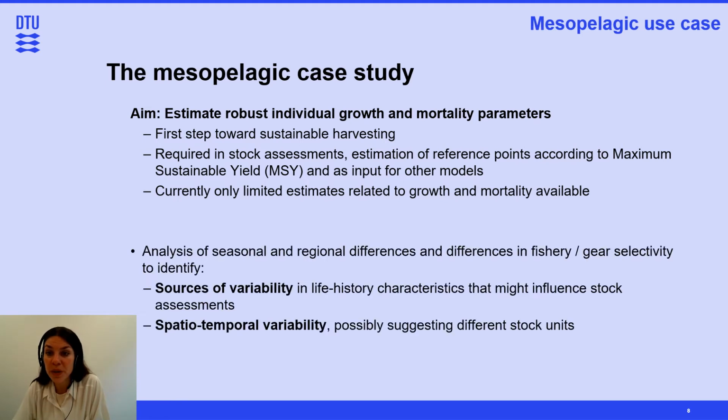In our case, we used TropFishR to analyze the available length-specific information to investigate regional and seasonal differences in growth and mortality, as well as differences in selectivity. We attempted to identify sources of variability in life history characteristics that might inform and influence future stock assessments. We also tried to identify spatiotemporal variability, possibly suggesting different stock units.